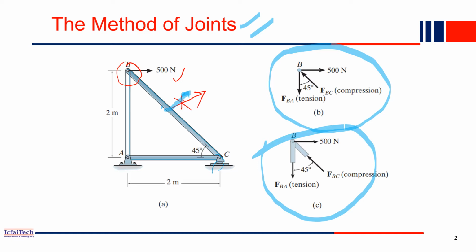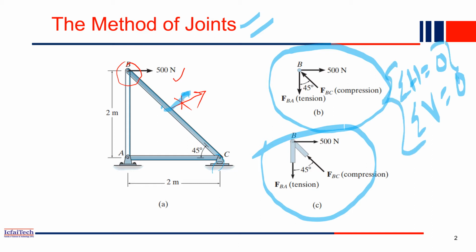Now, as I discussed in the last class, each joint is basically a pin joint. So a pin joint means it has two equations: one is summation of all horizontal forces equal to 0, and another is summation of all vertical forces equal to 0. So you basically have two equations for each joint. Just using these two equilibrium equations, we can solve or calculate the unknown forces.